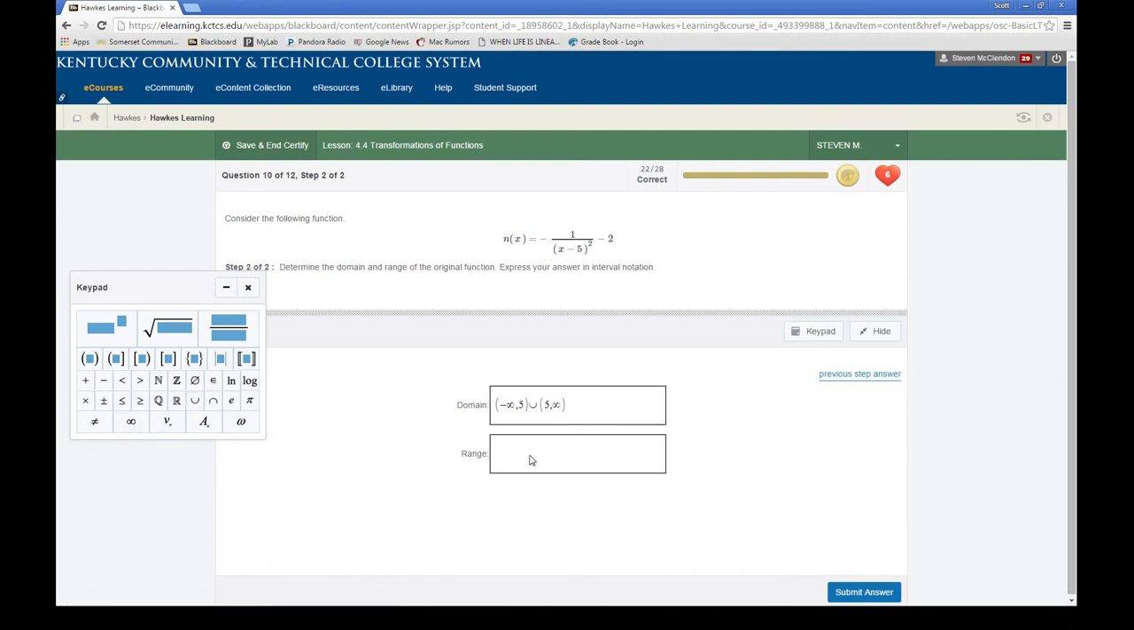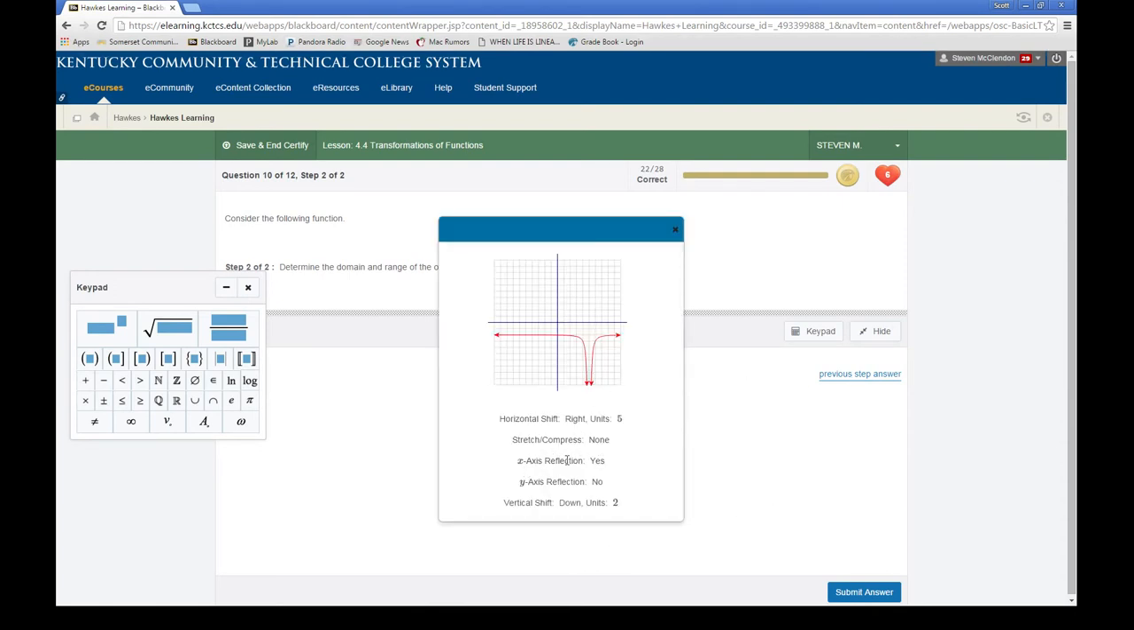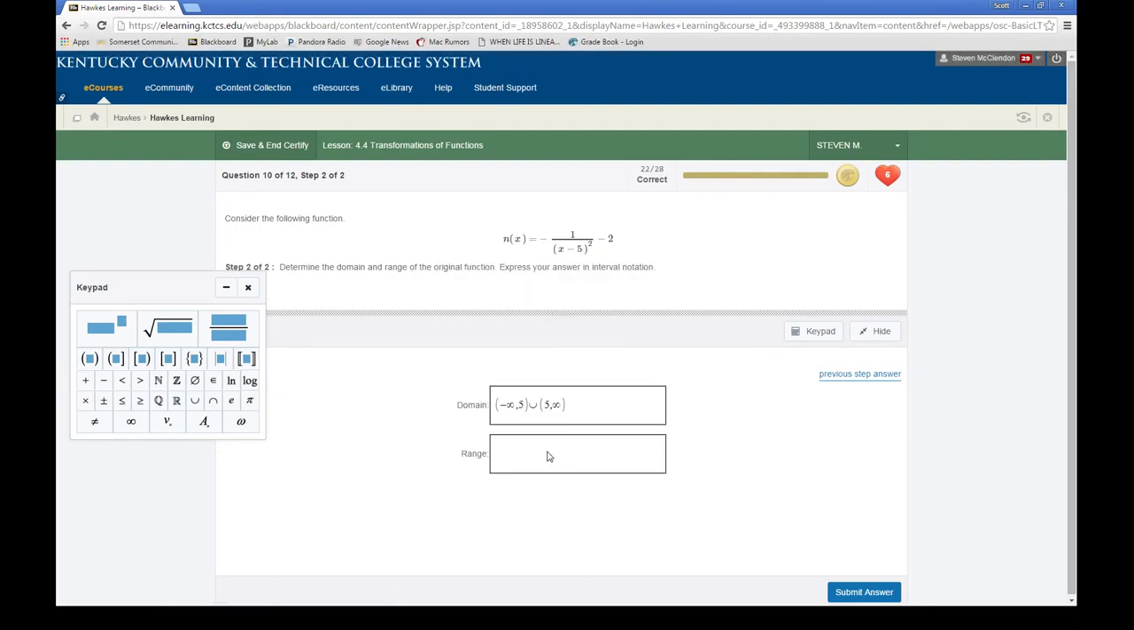Range. Well, the range of the original 1 over x squared was 0 to infinity. Well, you've done an x-axis reflection, so that messes with it, and then you've gone down 2 as well, that messes with it. So instead of it being from 0 to infinity, it's going to be negative infinity to negative 2, since you went down 2. That's the y. That's as tall as it gets. All right, from negative infinity to negative 2. And we're going to use the parentheses around the negative 2. Negative infinities always go first. Positive infinities always go last.